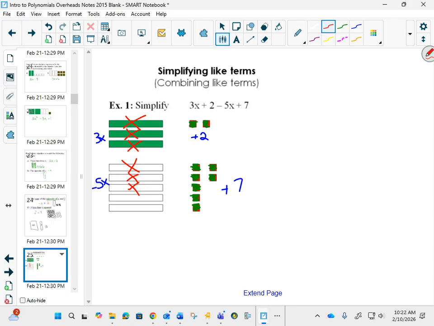So using the Algetiles, you just figured out that the answer to this is going to be minus 2 x's are left. And then these are all shaded. We have 9 of them. This is our answer. Okay? The Algetiles really show us that.